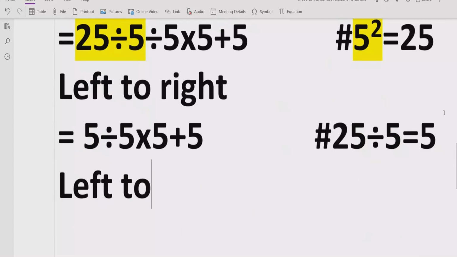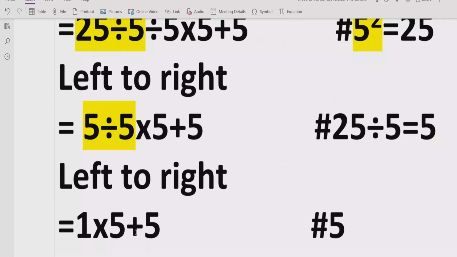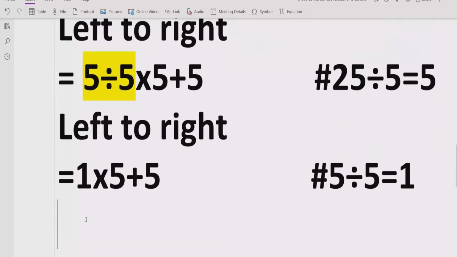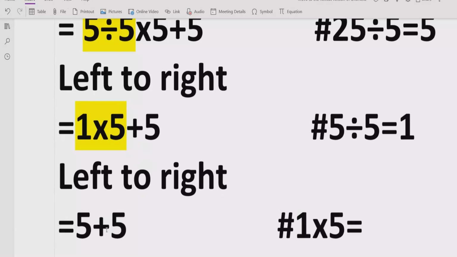Now again, we have to go left to right because we have to solve all multiplication and division, and see which is coming first. So now we have 5 divided by 5, which is equal to 1, and multiplied by 5 plus 5, written as it is. And here we have 5 divided by 5 equals 1. Now again, we have to solve the multiplication and division, going left to right. Now we have 1 multiplied by 5, which equals 5, plus 5. Here we have 1 multiplied by 5 equals 5.